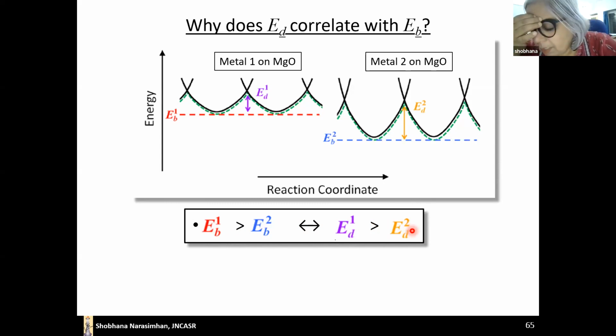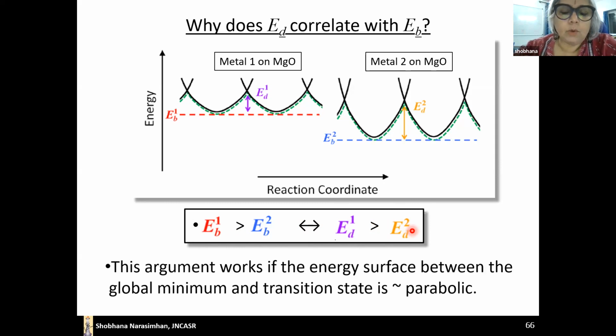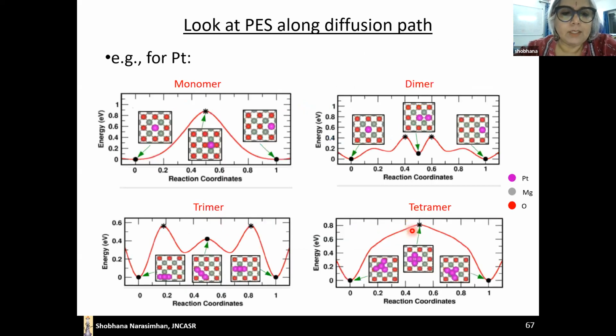This is sort of similar to the argument that people use to justify the BEP relation in catalysis, though it has some important differences, which I can discuss if people want. But for this argument to work, the energy surface between the global minimum and the transition state has to be roughly parabolic. So let us look at what we have.